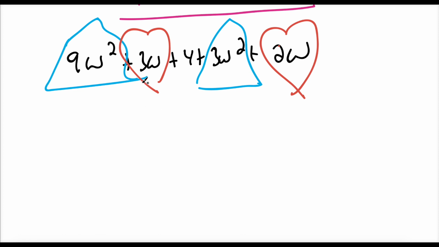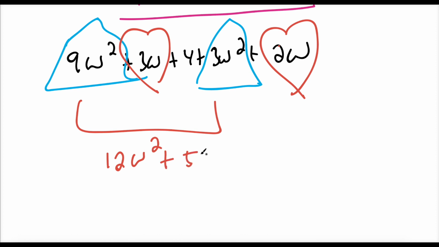Okay, so what's this right here? Oh, that's like the answer? 9, 12, w squared. Good. What about the hearts? 5w plus 5w plus 4. Plus 4. Good. All right. And then what you have over there is trickier because there is a subtraction sign between the two.